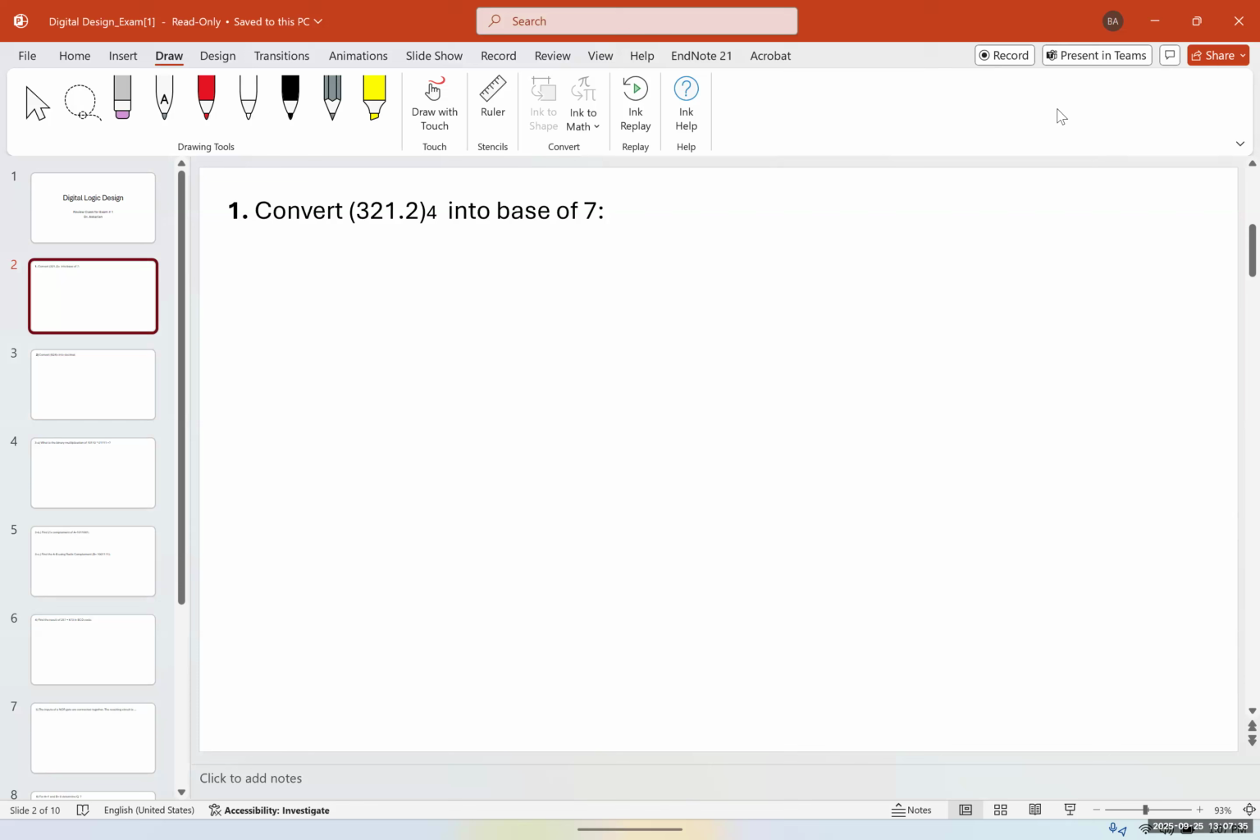So the first problem, we want to convert 321.2 in a base of 4 into base of 7. Again, I'll give you a few minutes to solve this, and the first student to solve it gets extra points and bonus points.